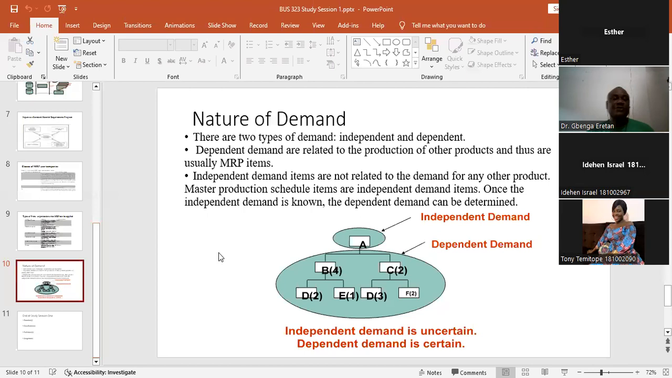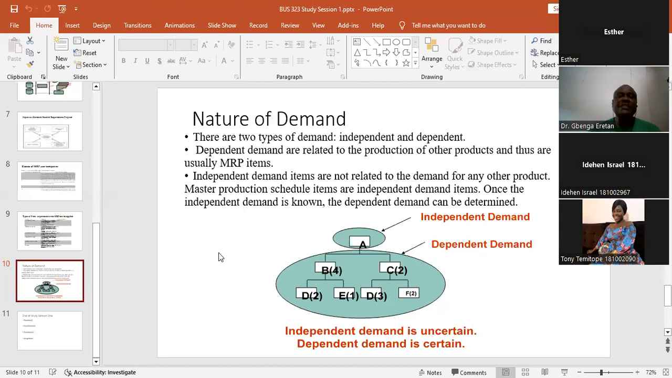Then we'll talk about the nature of demand. When you talk about nature of demand, we said there are two types of demand under the MRP processes. We have what is called the independent demand, and we have what is called the dependent demand.